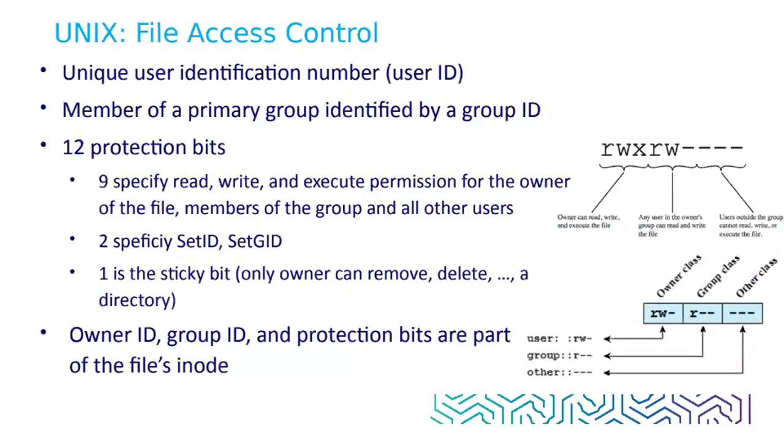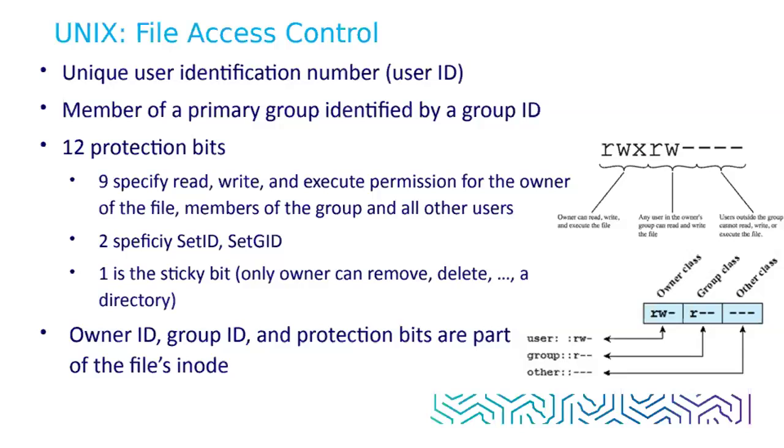Then the file access control mechanism. Whenever a user tries to access a file, Unix checks three things: who the user is, that is the UID, the user ID; which group the user belongs to, that is the group ID; and what permissions the file allows. Only if these checks are satisfied will access be granted.